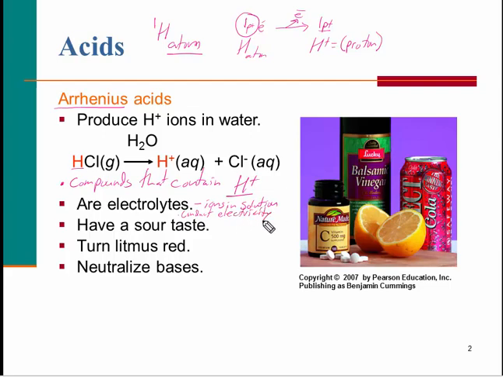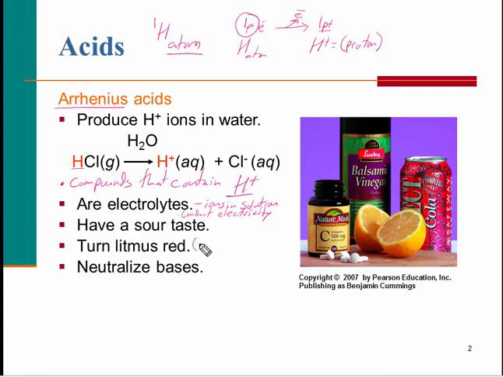Pure water actually does not conduct electricity, but you never really have pure water, at least not outside the laboratory. And so you always want to keep electrical devices and water separate, because it's not really the water that's conducting electricity, it's the dissolved ions in the solution that conduct electricity. Also, acids have a sour taste. They turn litmus red, and they neutralize bases.